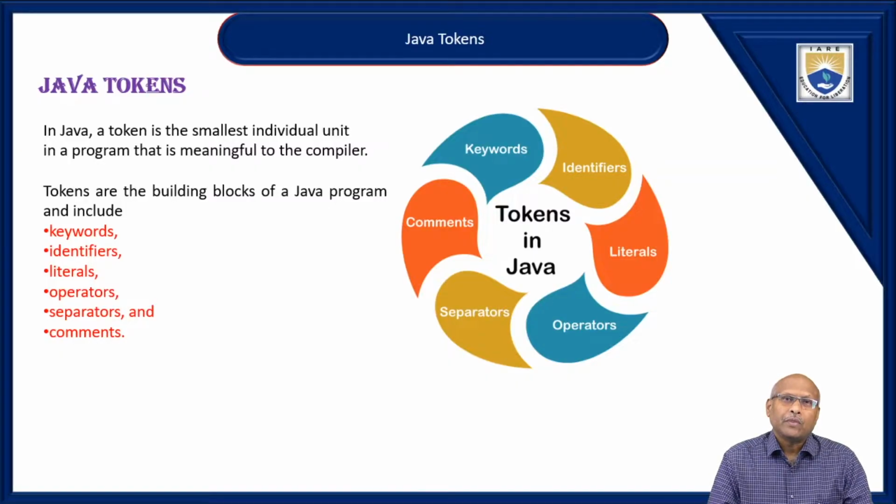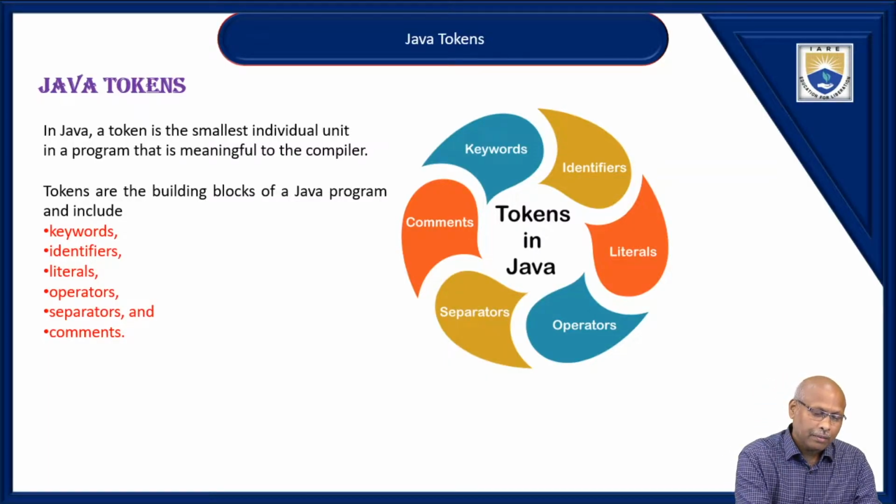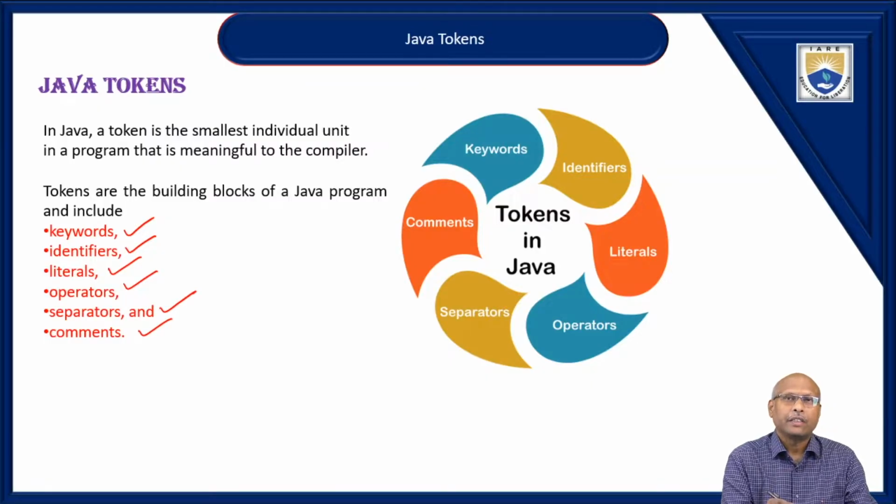While writing a program or while learning a language, you must learn the tokens of the programming language, like C, C++, Java, Python, whatever the programming language you are learning. Once you know the tokens, you can write the program easily. So remember, the tokens are keyword, identifier, literals, operators, separators, and comment. A token is the building block of a program.